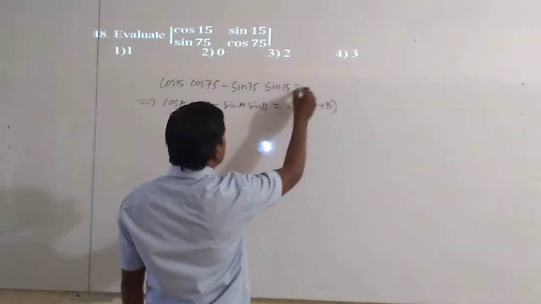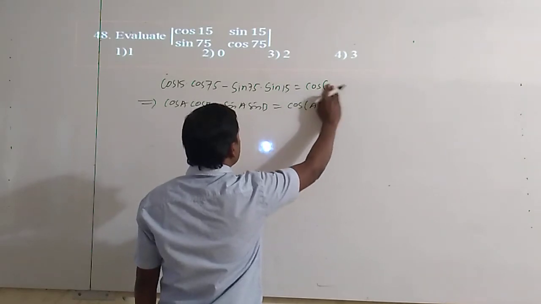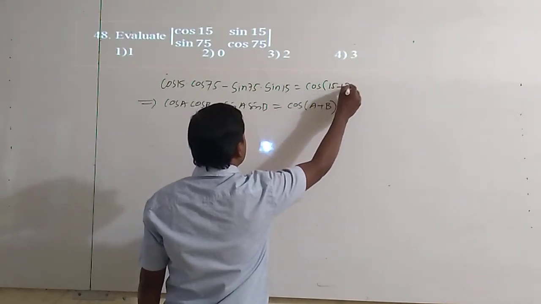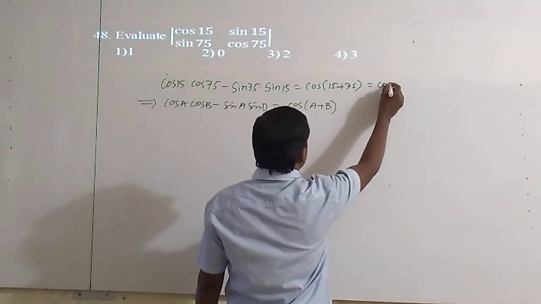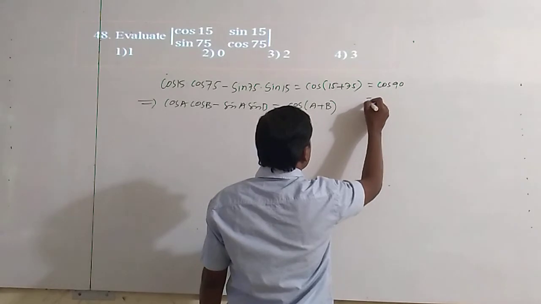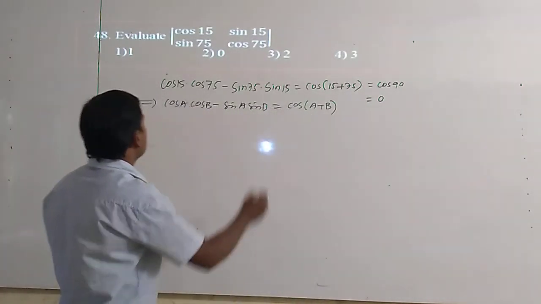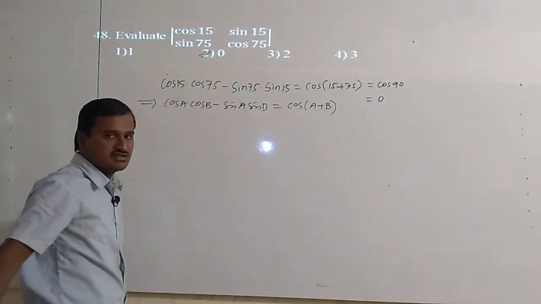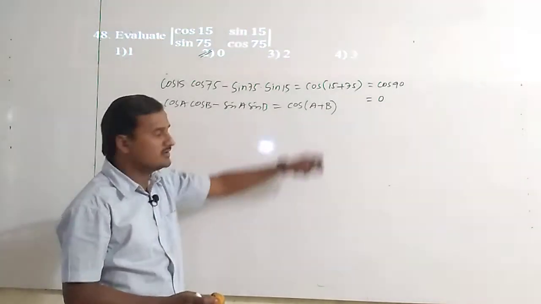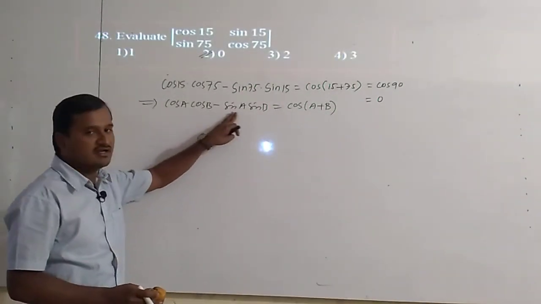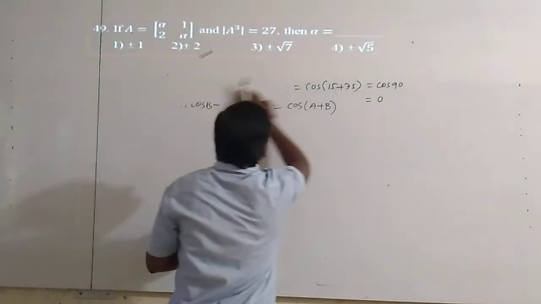So therefore this becomes cos of 15 plus 75. Cos of 15 plus 75 means cos 90, and cos 90 means 0. So therefore which option is the right one? Clearly the second option is the right one. This problem is based on this formula: cos of A plus B is equal to cos A cos B minus sin A sin B. Okay, we'll go for the next question.